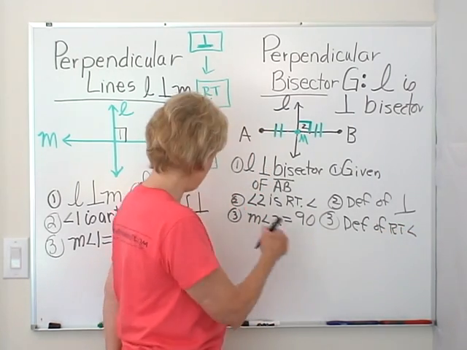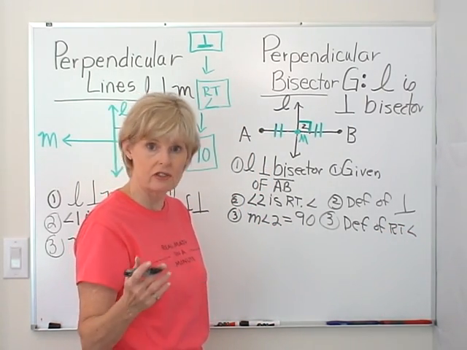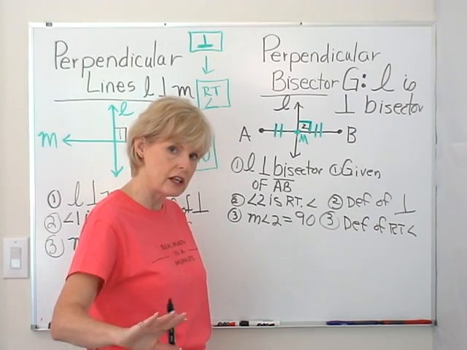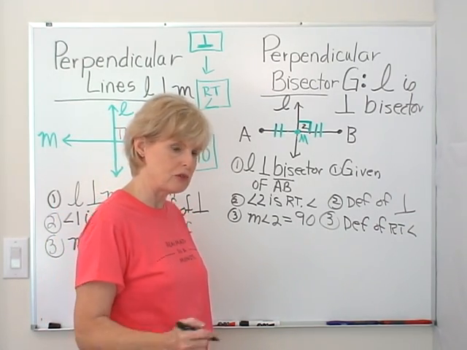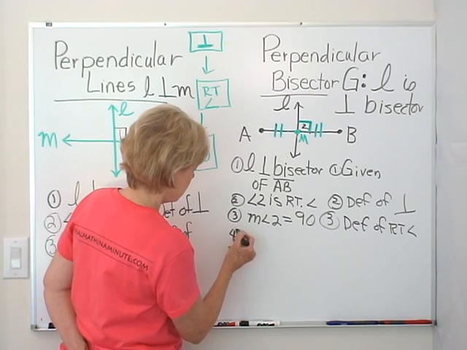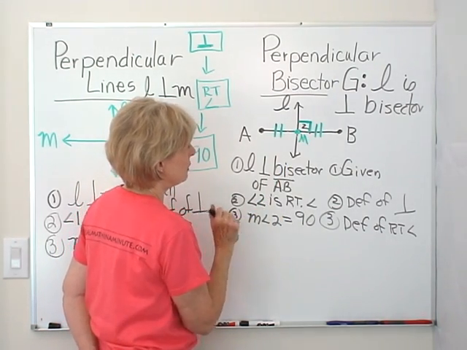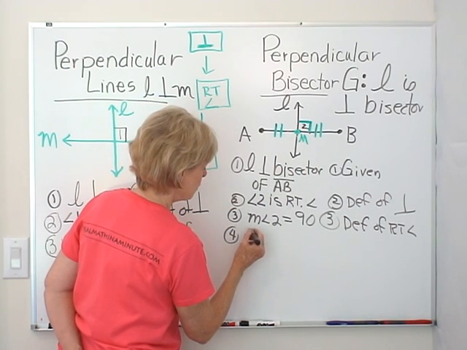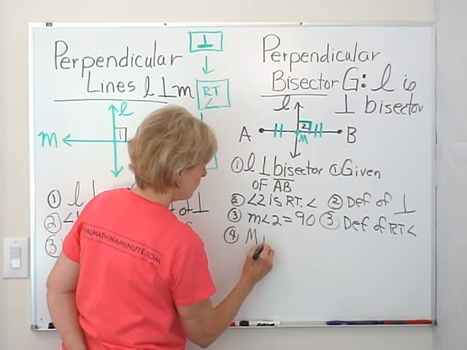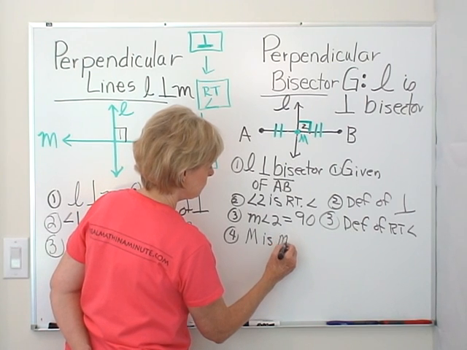And you might say, well, it looks a lot like what we did over here. Yes, it does. And so often it follows the same steps in order. All right, so we know that that's a right angle. We know its measure is 90. We also know that M is the midpoint.